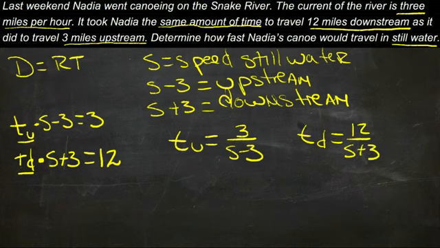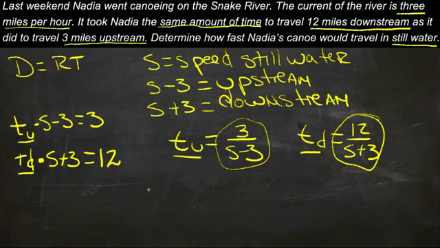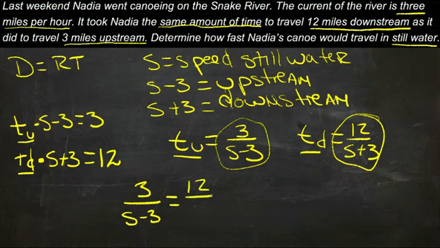Since these two times are the same, that means that these two are also the same, and we can write that out. 3 over S minus 3 is equal to 12 over S plus 3. And now you can see why it's an example of our rational expressions. We need to find a common denominator and then solve the expression. So we'll make the common denominator be S plus 3 times S minus 3.